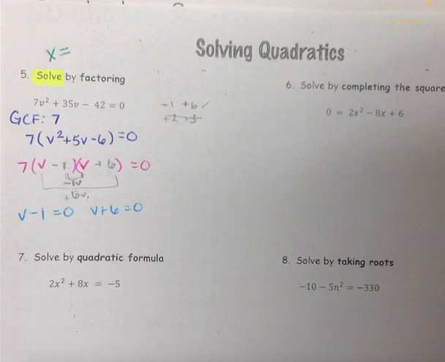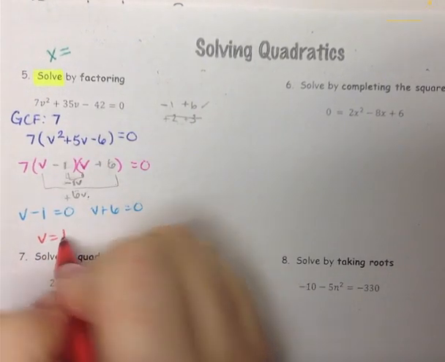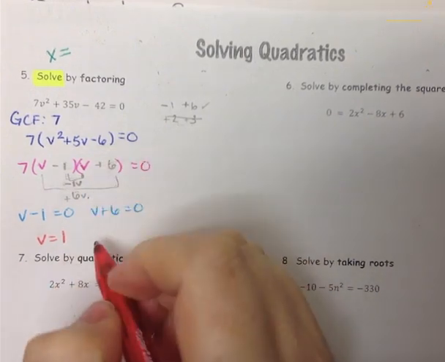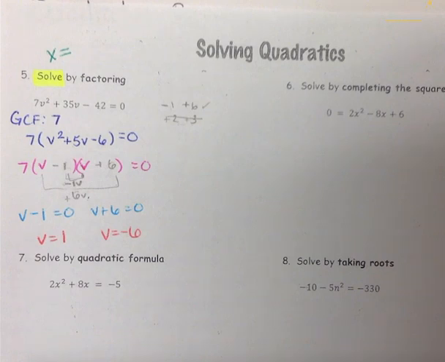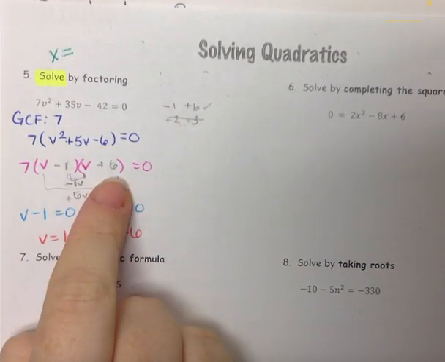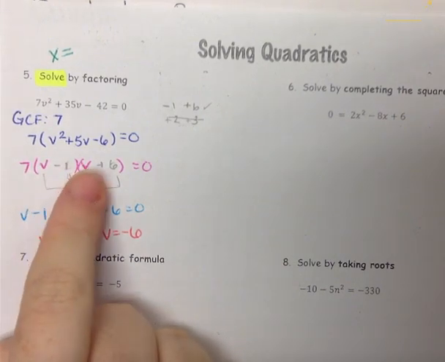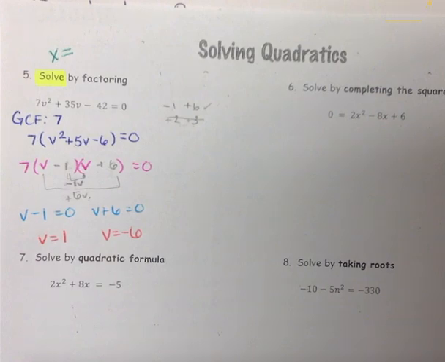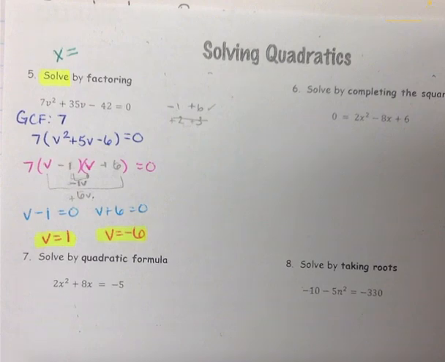Now we solve. We add 1 to the other side, so we'll have v is equal to 1. We're going to subtract 6 from the other side, so v is equal to negative 6. Please remember that when you're solving, you're really just finding the x-intercepts of the function. So this was an intercept form. All I found were the x-intercepts. I found my m was really a positive 1, and my n would be that negative 6. So I could graph that. But our answers are v equals 1 and v equals negative 6 because we are solving by factoring.